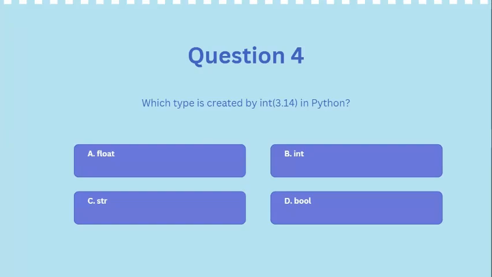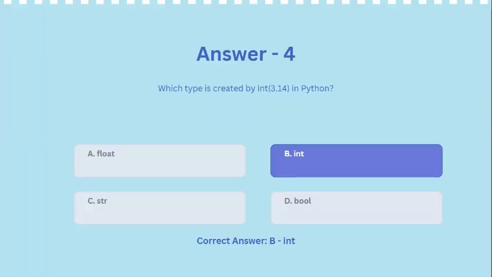Now we have the fourth question here. Which type is created by 3.14? This is simple. It is float type.